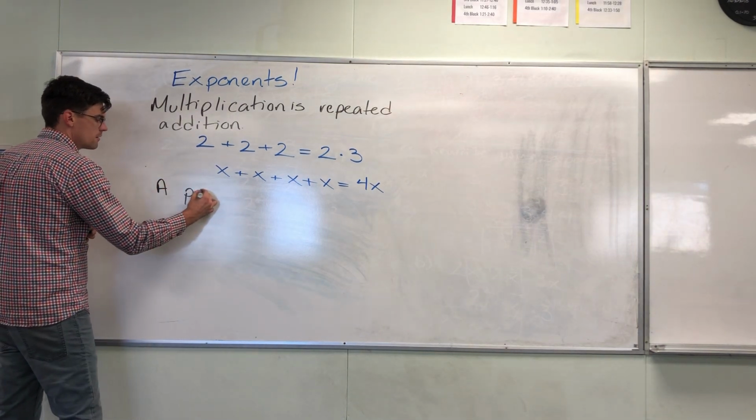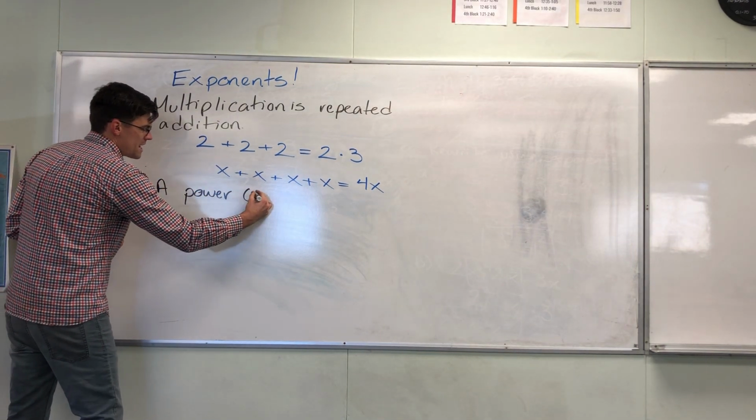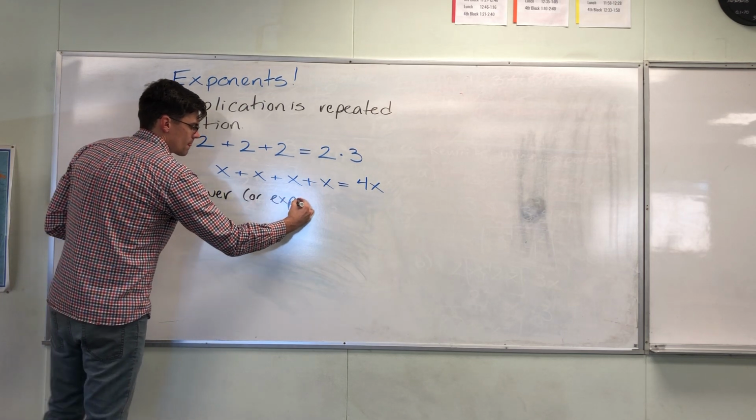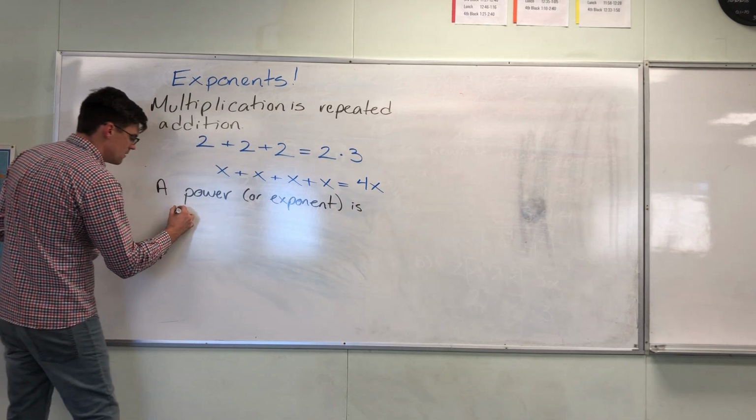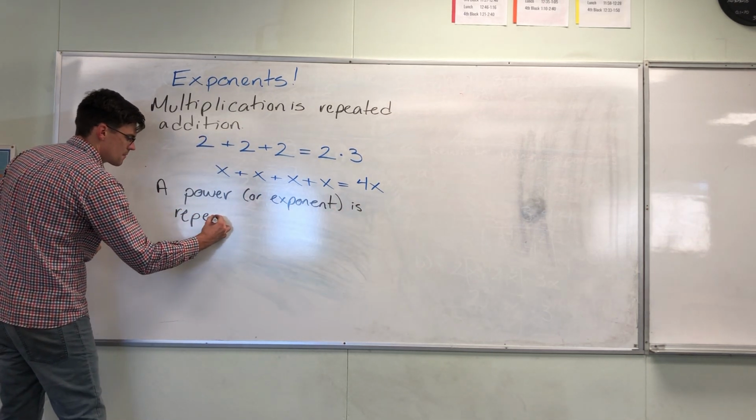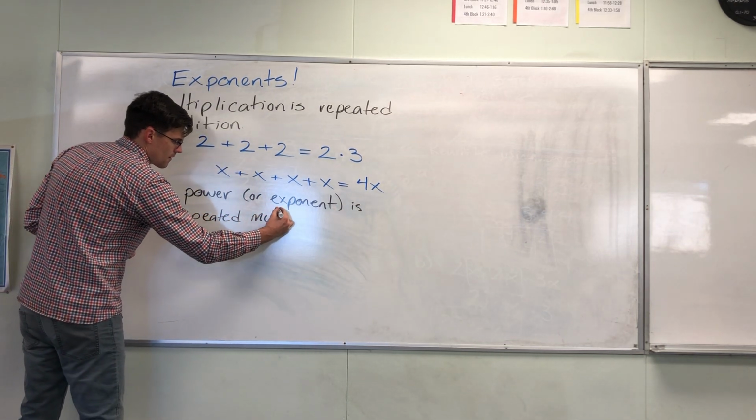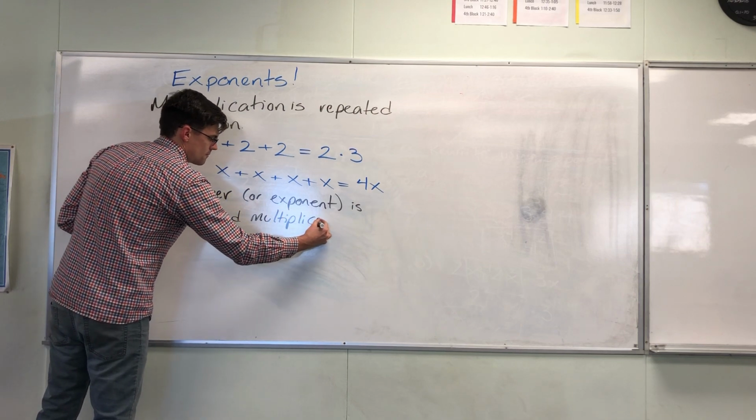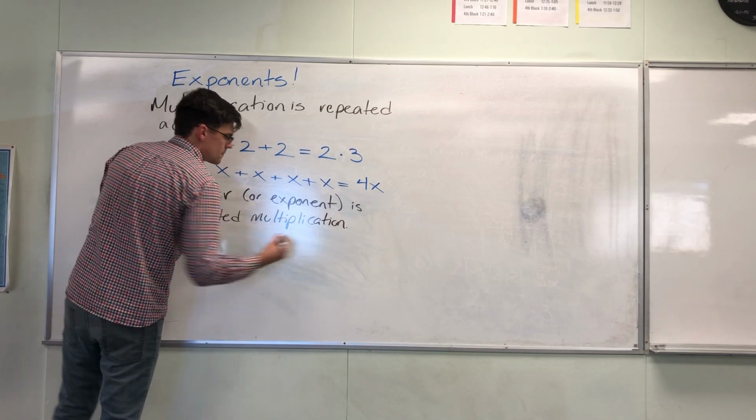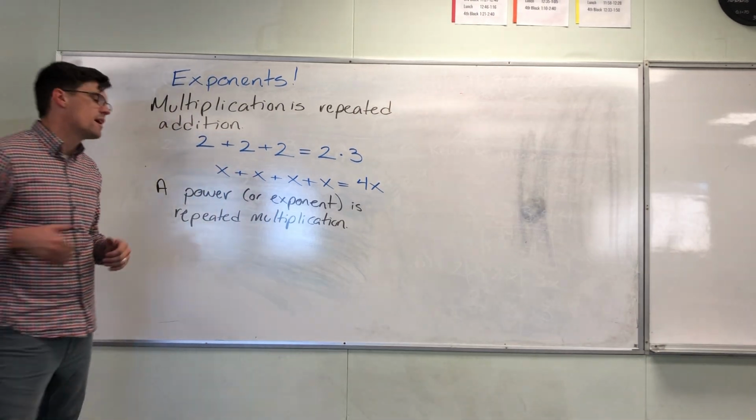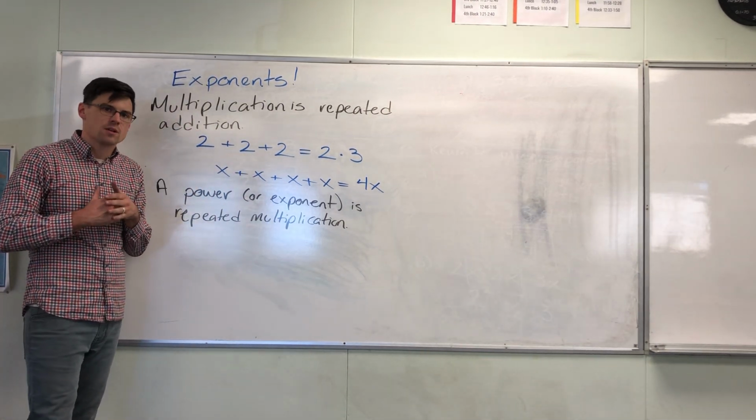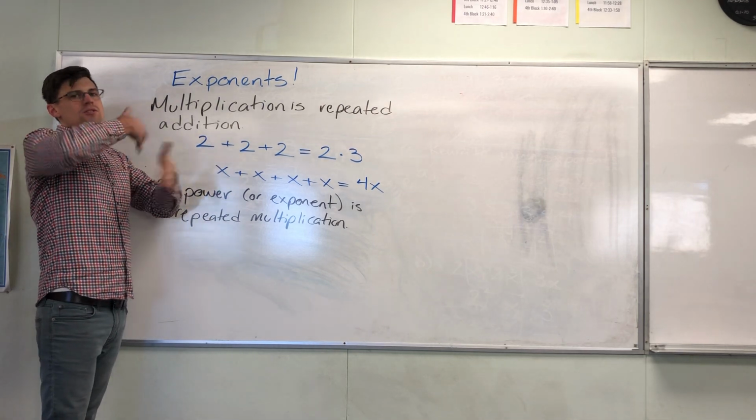A power or exponent is repeated multiplication. So an exponent is trying to deal with the same problem that multiplication deals with. I don't want to have to write out 2 plus 2 plus 2.